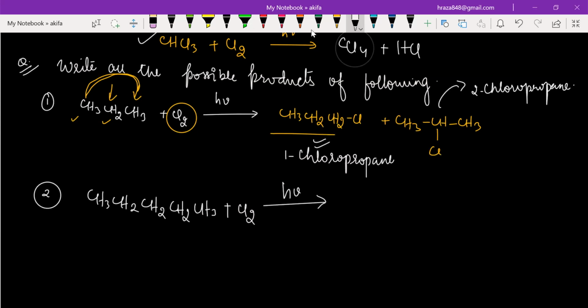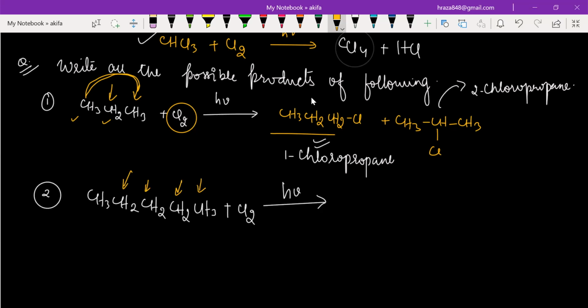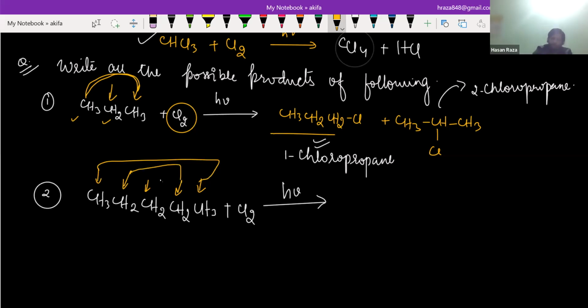Write all the possible products of this. You have to attach Cl here, here, here, everywhere, and at the same time see which ones are identical. The identical ones you don't have to write. The first and last will be identical, and the second and fourth will also be identical. Identical ones will be recognized as we name them.